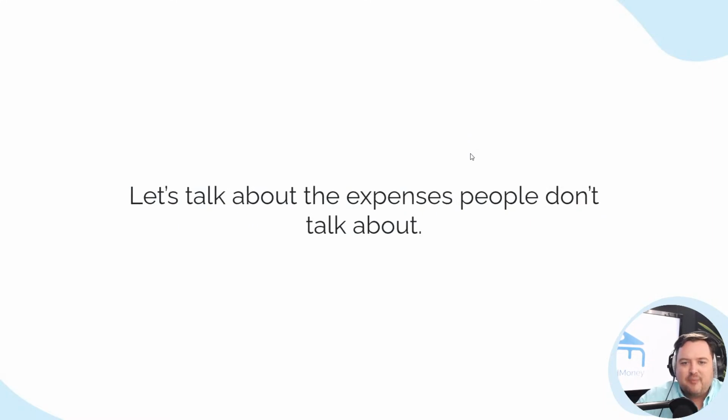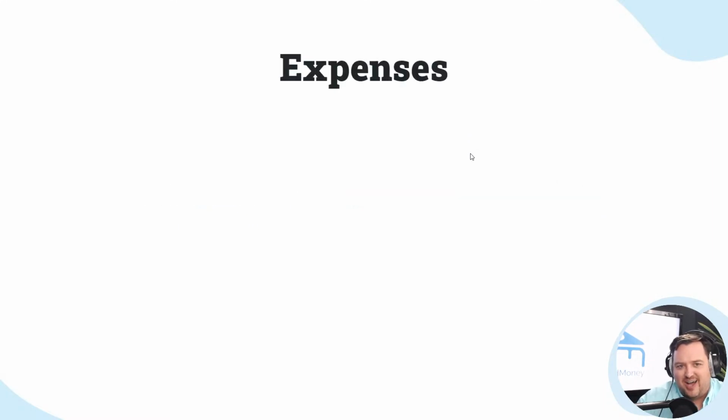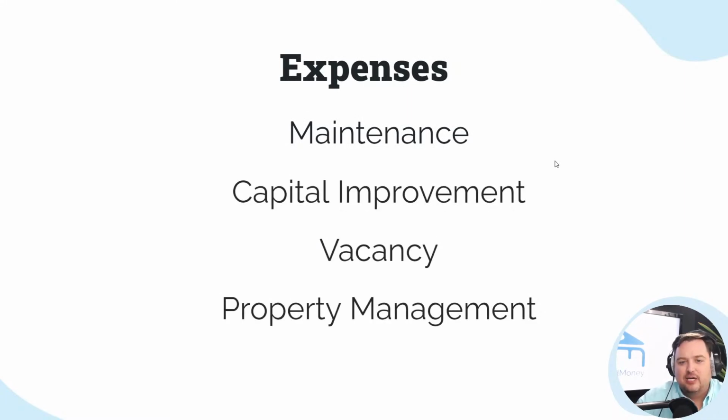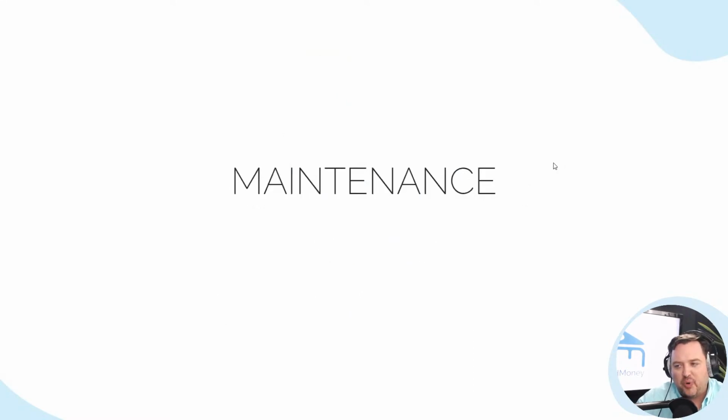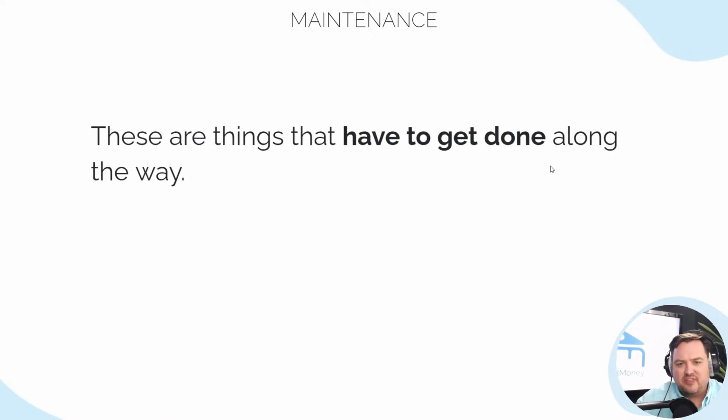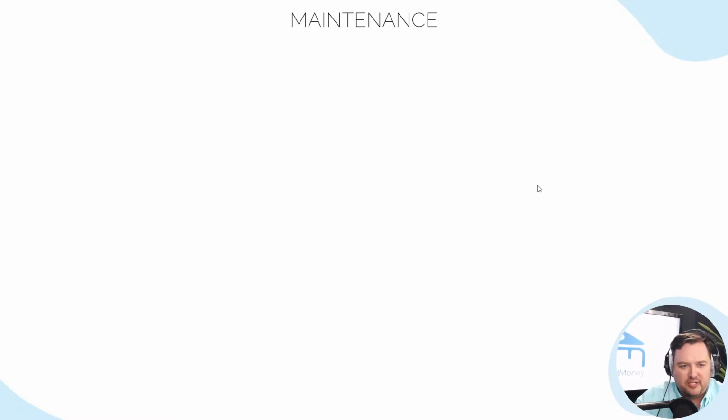Now, let's talk about some expenses people just don't talk about, okay? Some expenses: maintenance, capital improvements, vacancy, property management. These are things that are actual expenses that will take money out of your pocket if you're not doing it appropriately. First off, maintenance, okay? These are the things that have to get done along the way. This is the leaky faucet. This is the toilet that doesn't flush. These are things that have to happen in order for someone to live on the property, okay?